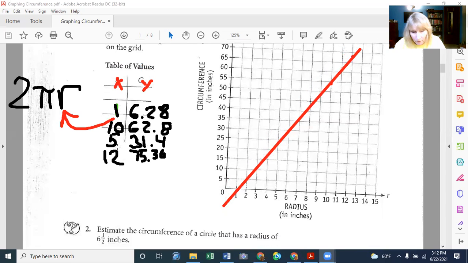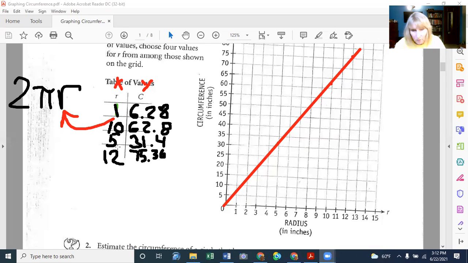So estimate the circumference of a circle that has a radius of 6.5 inches. Let's go back up. So we want to find 6.5. This is for letter B, or number 2, I mean. We're going to find 6.5 on the radius bottom here. So that's between the 6 and the 7. And we are going to actually use a straight line. We're going to go up as best we can until we hit the red line. I hit it right about there. And at that point, we're going to stretch it across and see where we end up about.